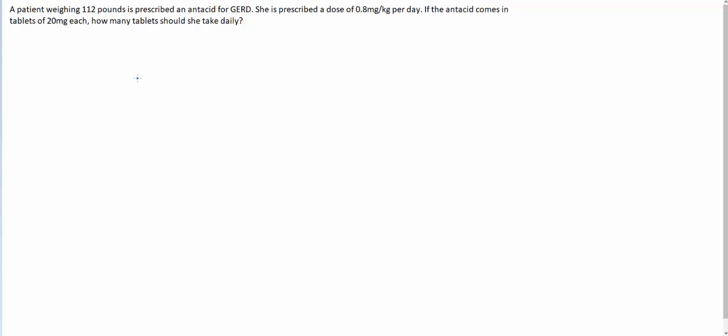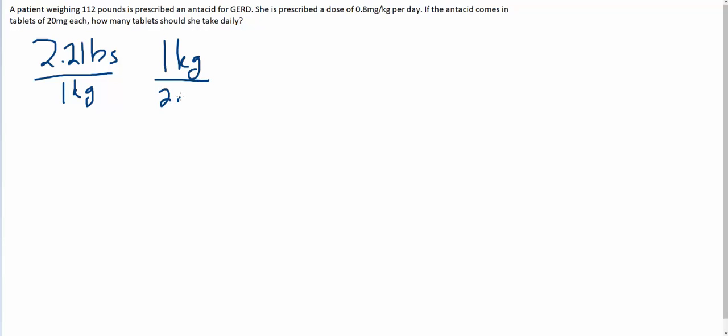When solving a dosage problem where we're given the patient's weight in pounds, our first step is always to convert the pounds to kilograms. We'll do that using one of two conversion factors. What we need to know first is that there are 2.2 pounds in every kilogram, and every kilogram contains 2.2 pounds. That's the relationship between kilograms and pounds.